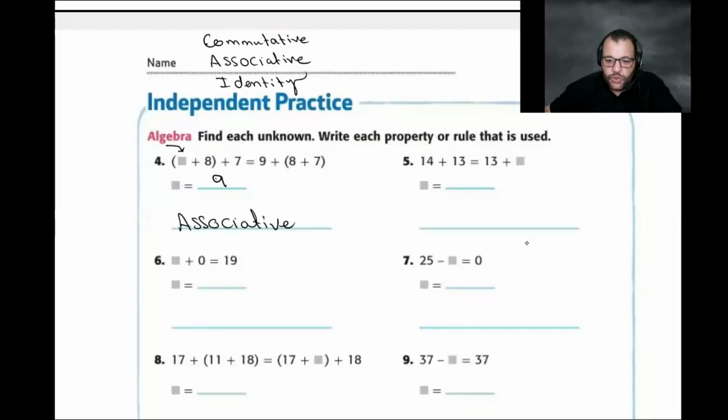Thanks. So we need Ali. Ali, can you solve with me question number 5? Ali, what is the number that I have to write here? The variable number. We have 14 plus 13 equal 13 plus what? 14. What is the name of this property? Commutative or associative? Commutative property.